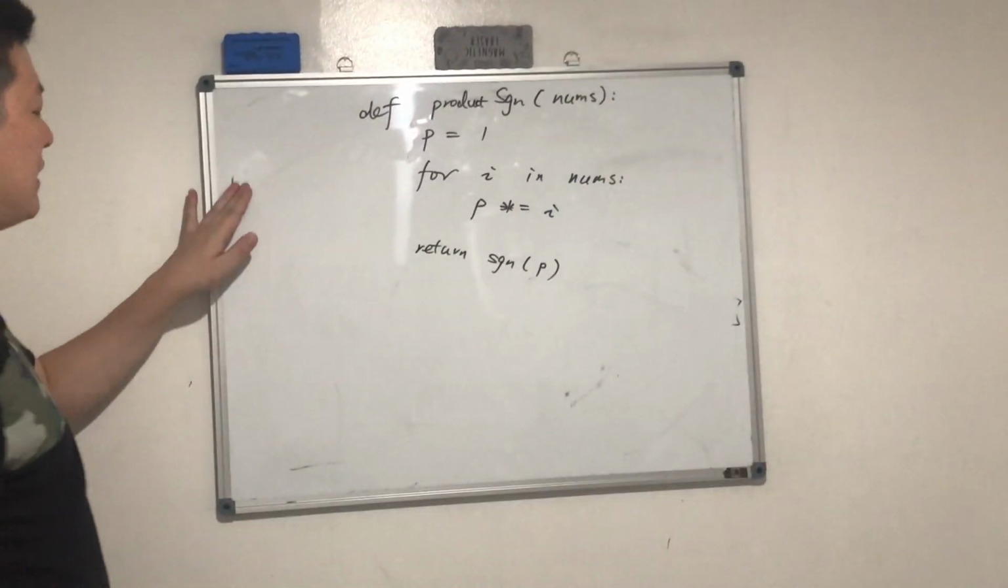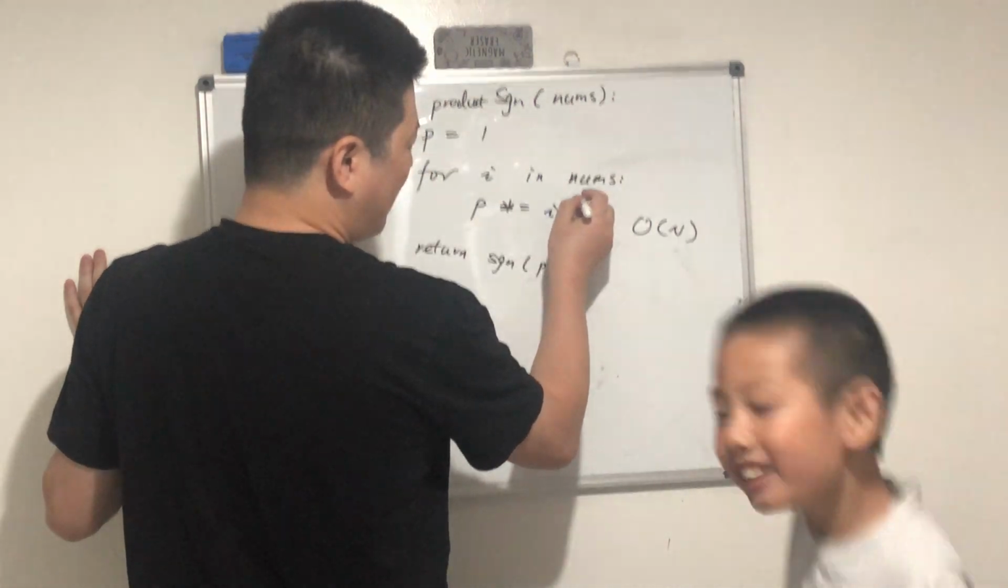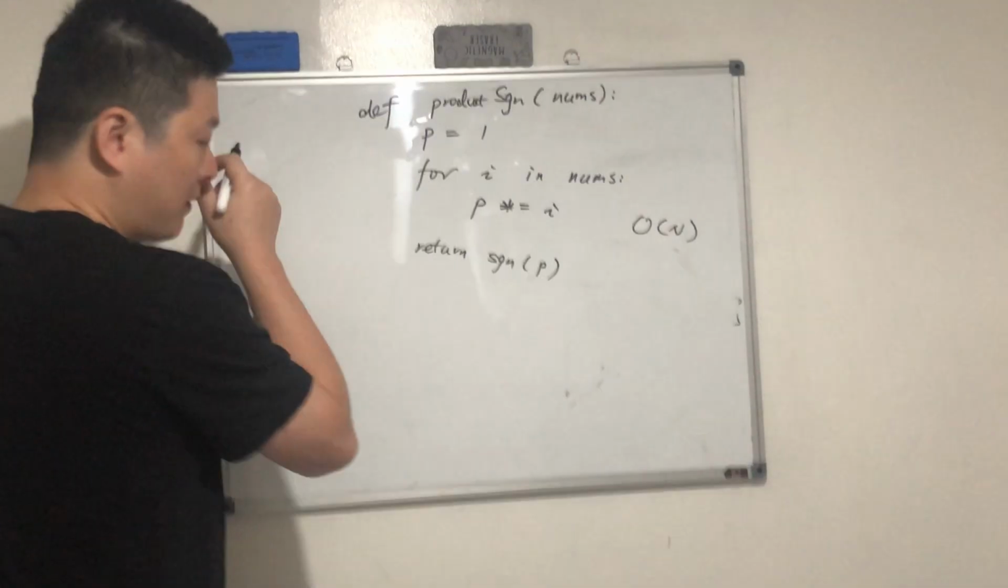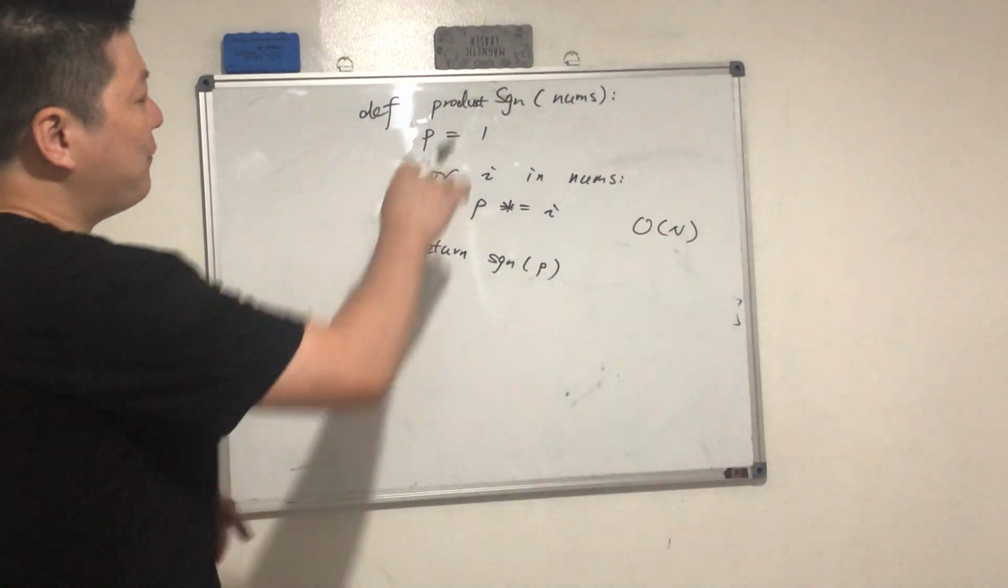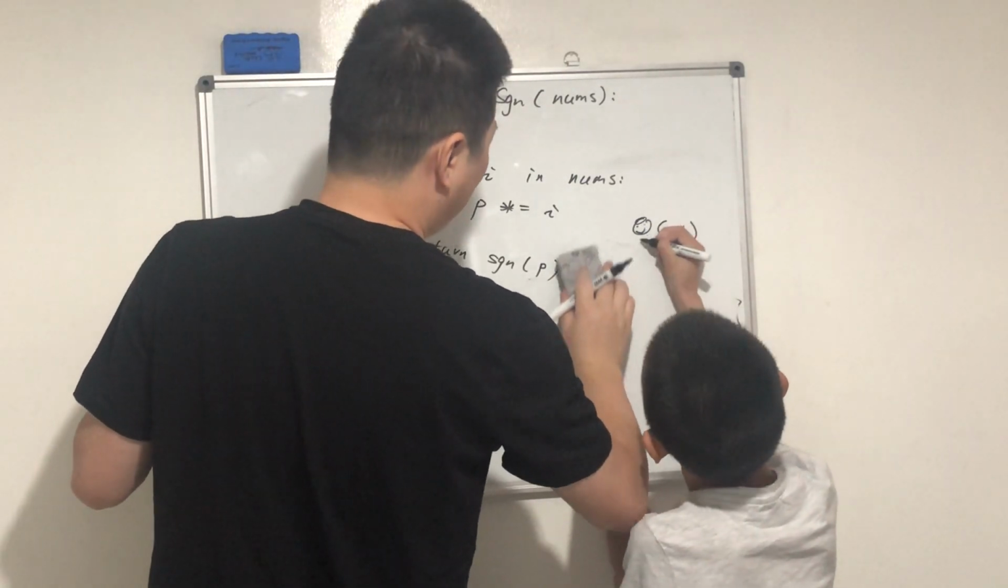So these complexity is O(N), right? N is the number of numbers in nums. We can do this using fancy syntax, yeah?